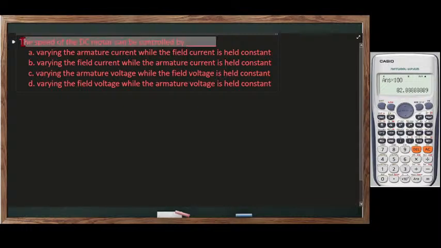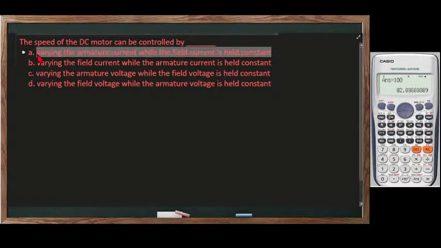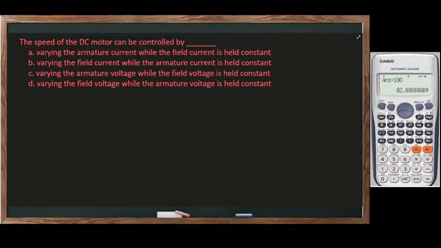So the speed of the DC motor can be controlled by, is it by varying the armature current while the field current is held constant, no? Or by varying the field current while the armature current is held constant, or by varying the armature voltage while the field voltage is held constant, no? So hindi ko yata makopya lahat ng choices dito, no? Kaya lagay ko na lang is yung letter ng choices.